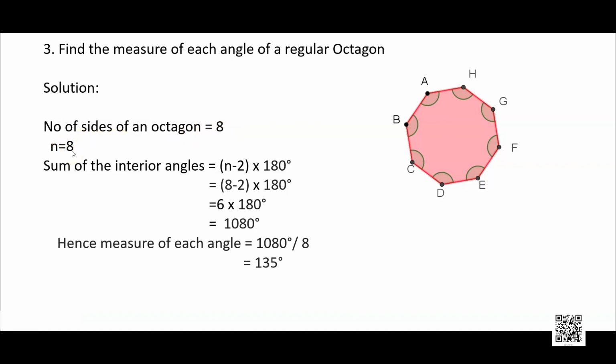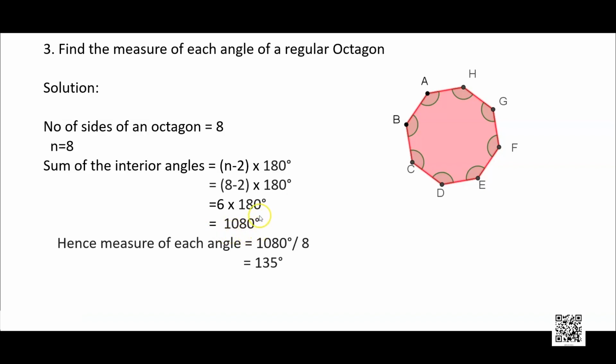Now, we just have proved how to find the sum of the interior angles of a given n-sided polygon. We have derived the formula for this in our previous activity. We know the sum of the interior angles is equal to n minus 2 times 180 degrees, where n is the number of sides of the given polygon. Now here the polygon is an octagon, so n will be substituted with 8. So when you substitute n with 8, the equation becomes 8 minus 2 times 180 degrees, or it is 6 into 180 degrees, which will be equal to 1080 degrees.